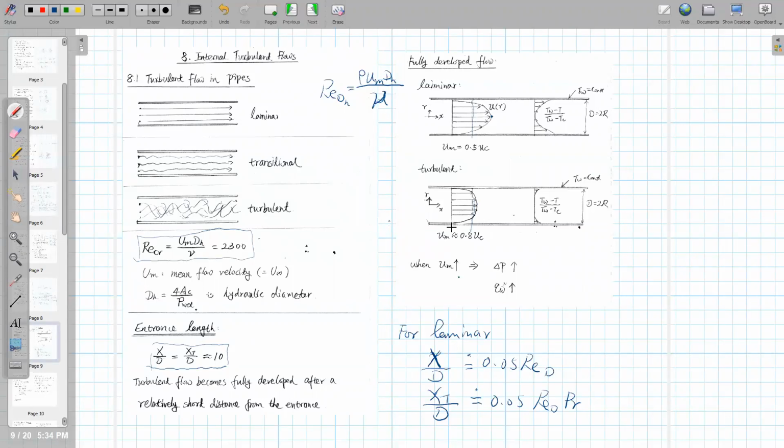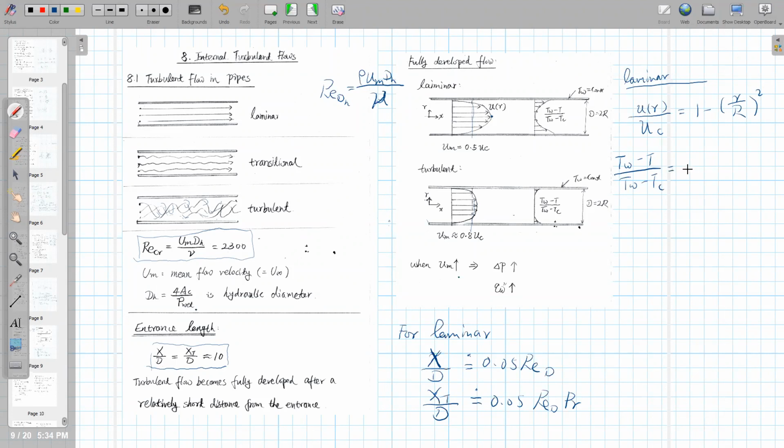And for the temperature field it is the same thing. For the fully developed temperature field, let me remind you what the laminar case will be. We have U of R divided by U of C equal to 1 minus R over R squared, right? So this is our velocity profile. And for the temperature profile it is TW minus T divided by TW minus TC, if the wall temperature is constant.